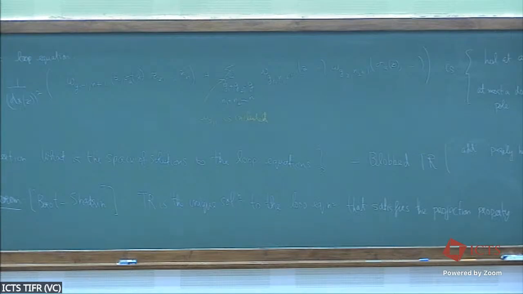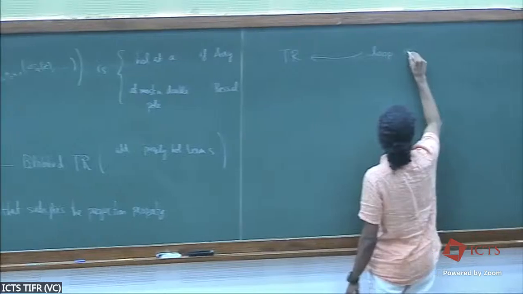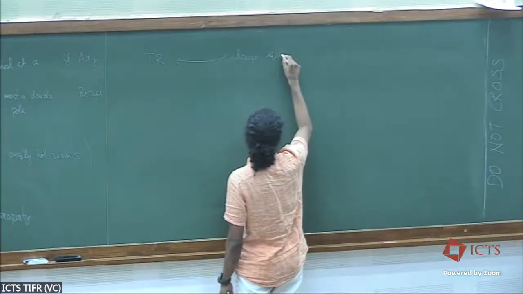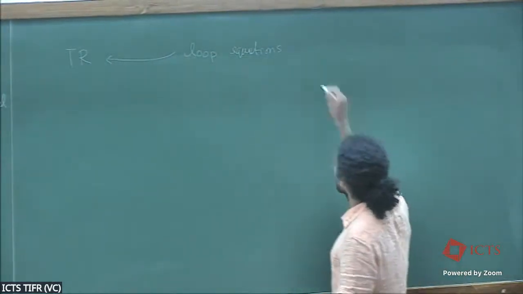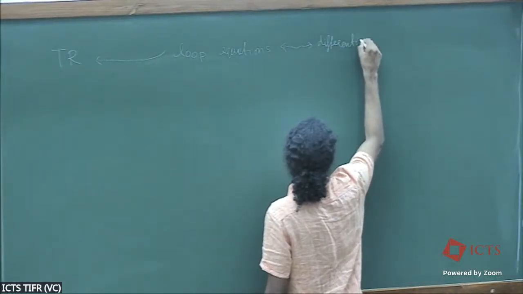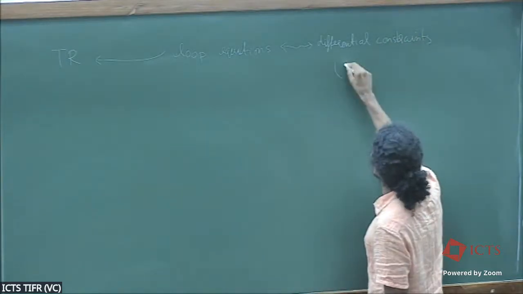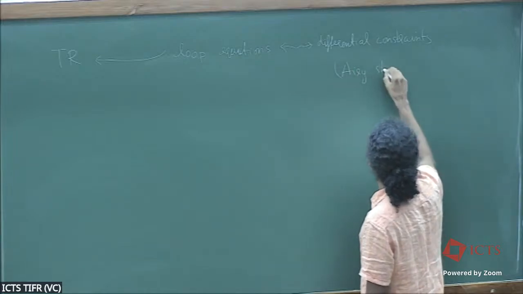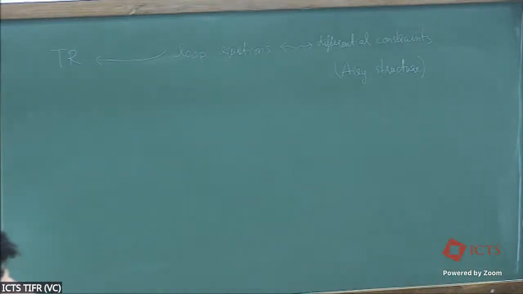And why did I introduce this? The point is that we saw one can get TR as the solution to the loop equations with this projection property. And the loop equations, you can realize as some kind of differential constraints, which then you have to work a little bit harder to show that it's an Airy structure. Let me tell you the idea of how this goes.